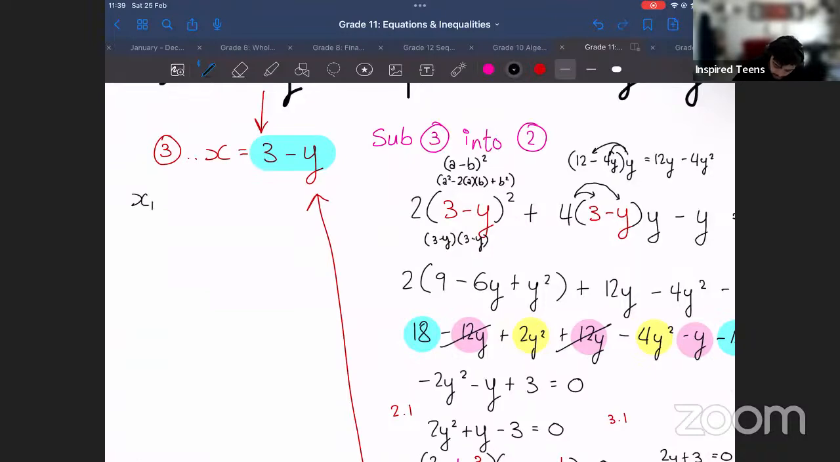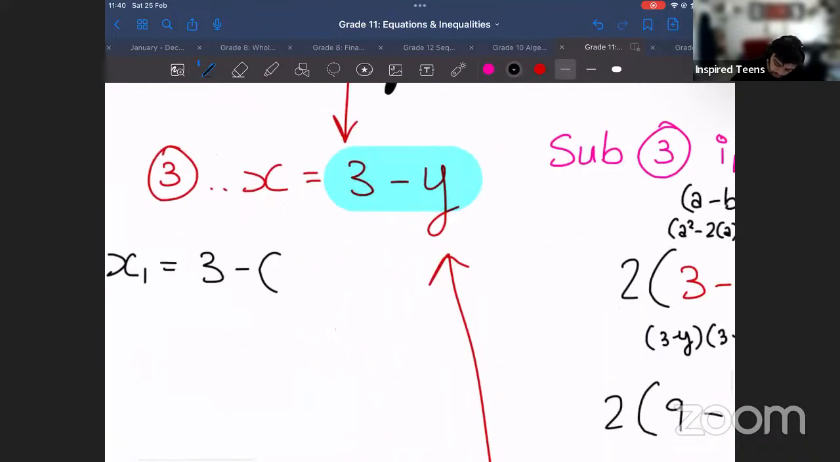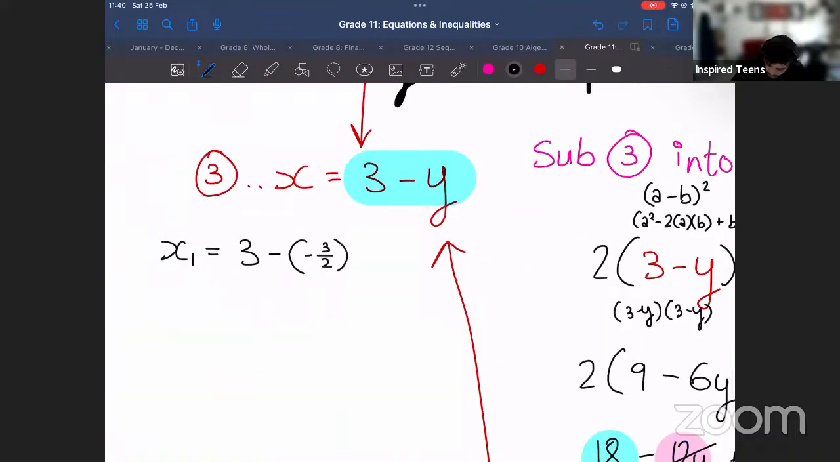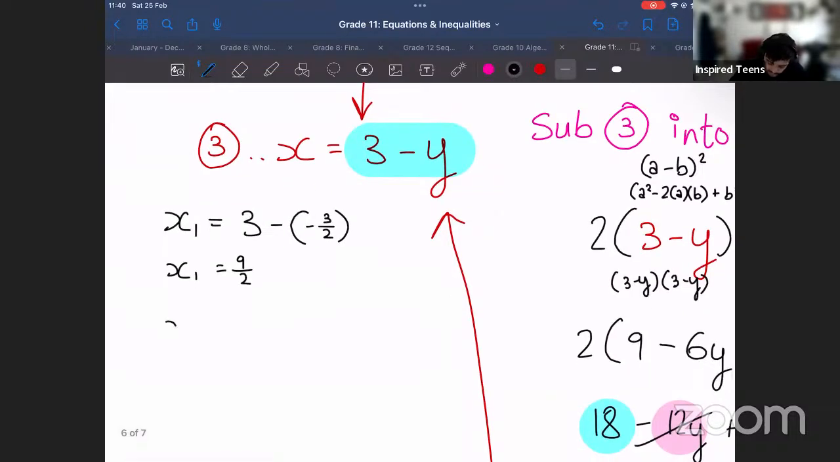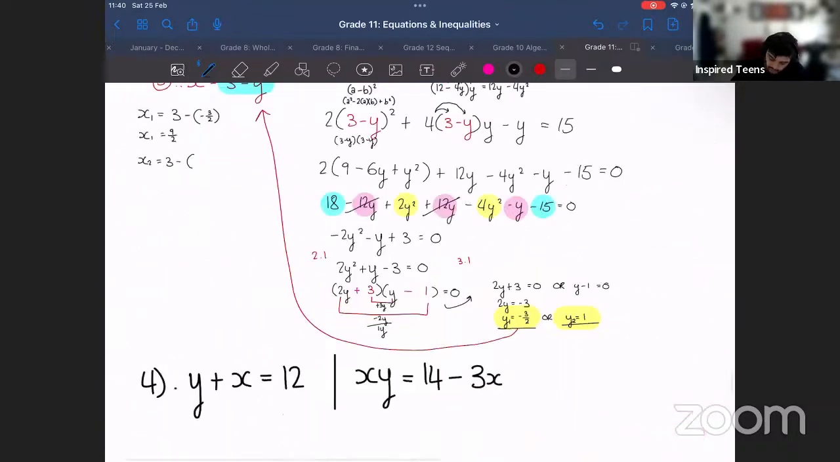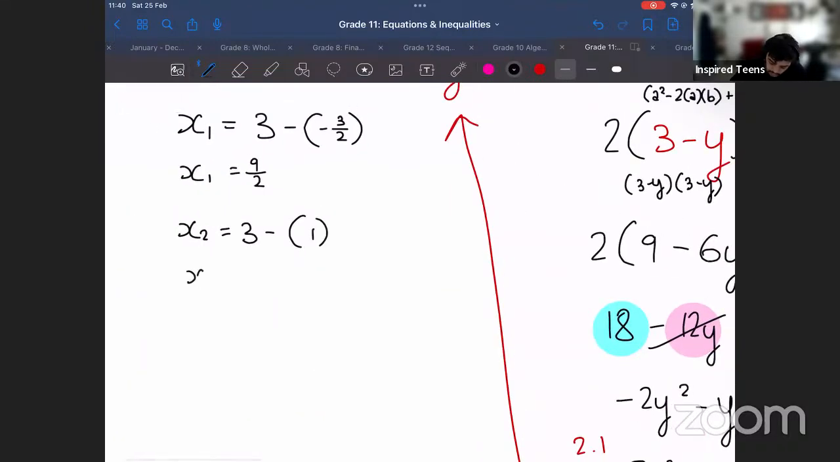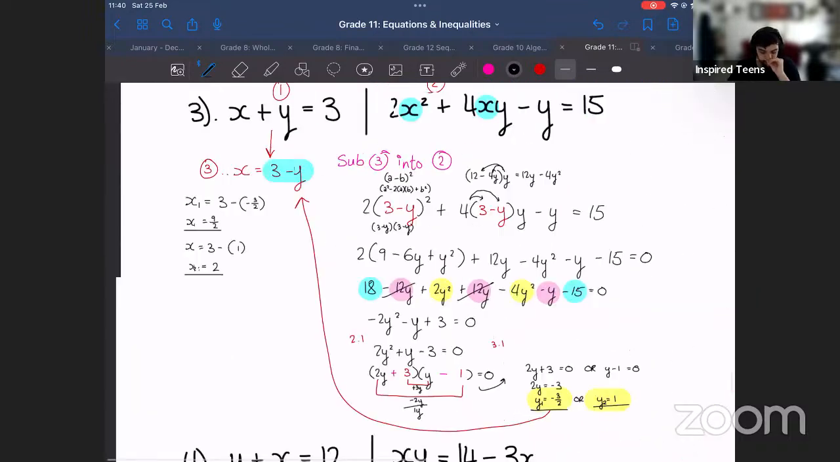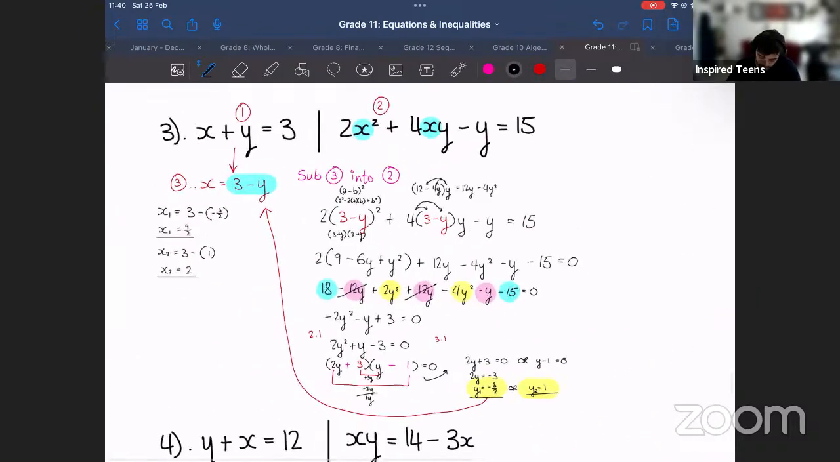So I want to solve for x1. I'm going to substitute the value of y1, which was negative 3 over 2. So x1 is equal to 3 plus 3 over 2, which is 9 over 2, or 4.5, if you want to write it that way. Then I can solve for the second x value. It's going to be 3 minus, what was the second y value I solved for? 1. So x2 is going to be 2. Okay, I hope that makes sense. Let us move on.